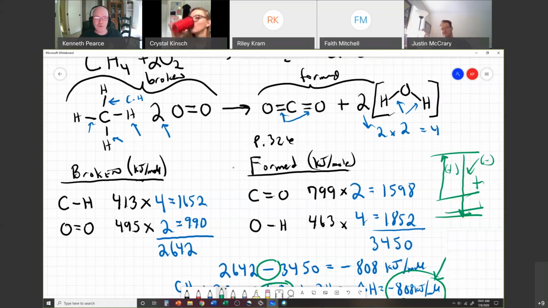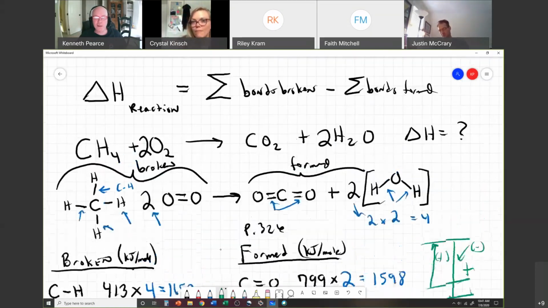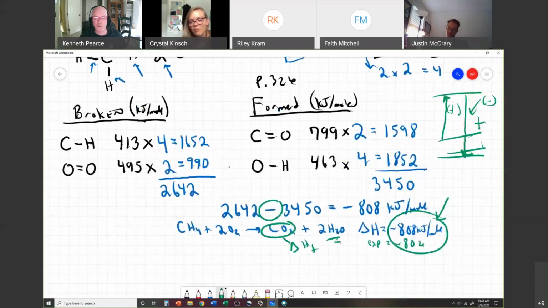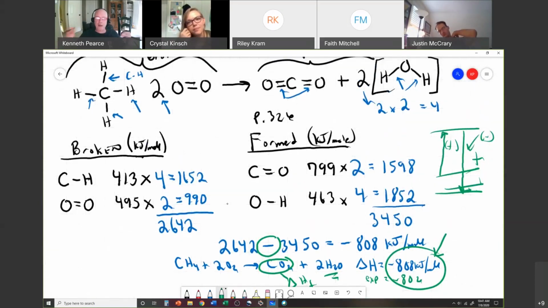So that's how you do that. So make sure you're not using double negatives. You're just plugging in the number. So hopefully everybody sees that now. And so I won't do any more examples of this because literally you just got to keep track of what's broken, what's formed.